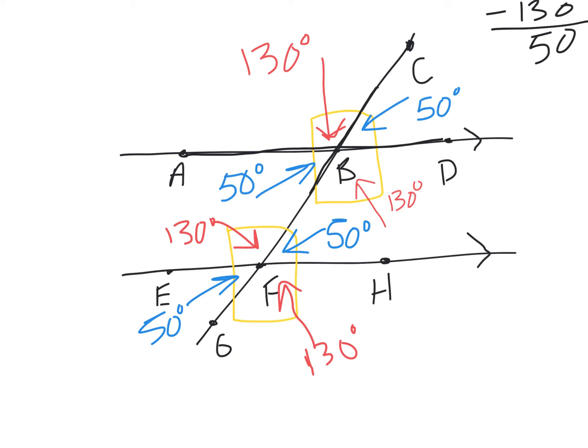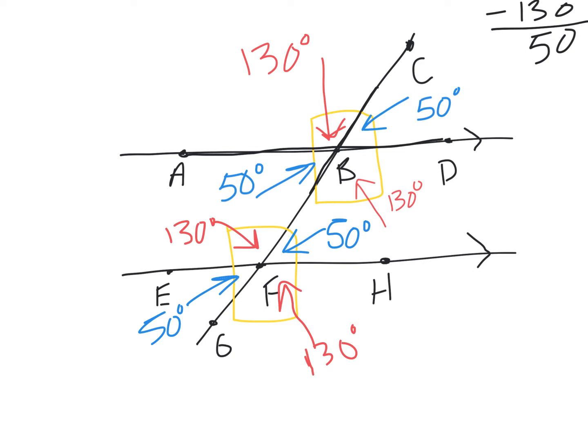Now, there's some fancy names we can use to explain why angles have the certain relationships that they do. What you should notice is that any red angle and any blue angle here are supplementary angles. That means they add up to 180. So it doesn't matter which line you're looking at. Any red angle, any blue angle, they're going to add up to 180 degrees.